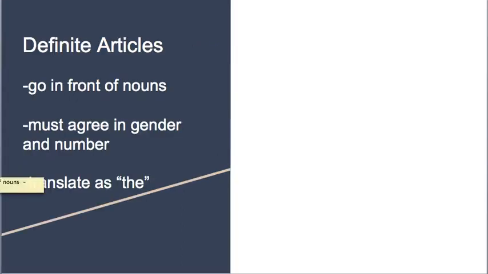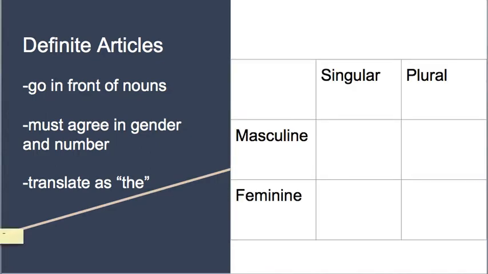So, that's what we're going to do, is review what we already know. We already know the definite articles. Definite articles go in front of nouns, they must agree in gender and number, and they translate as the. Now, using those three clues, can you complete this magic box? Write it in your notes and do your best to fill it in. Pause if you need some time.